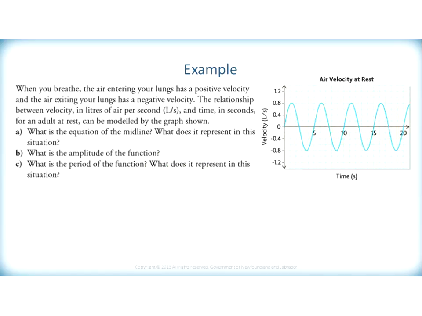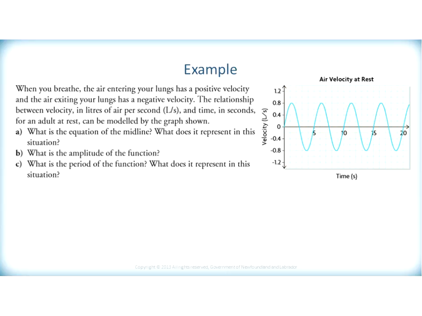Let's have a look at another example. You may want to pause the clip and attempt this one on your own. I will continue. When you breathe, the air entering your lungs has a positive velocity, and the air exiting your lungs has a negative velocity. The relationship between velocity in liters of air per second and time in seconds for an adult at rest can be modeled by this graph.